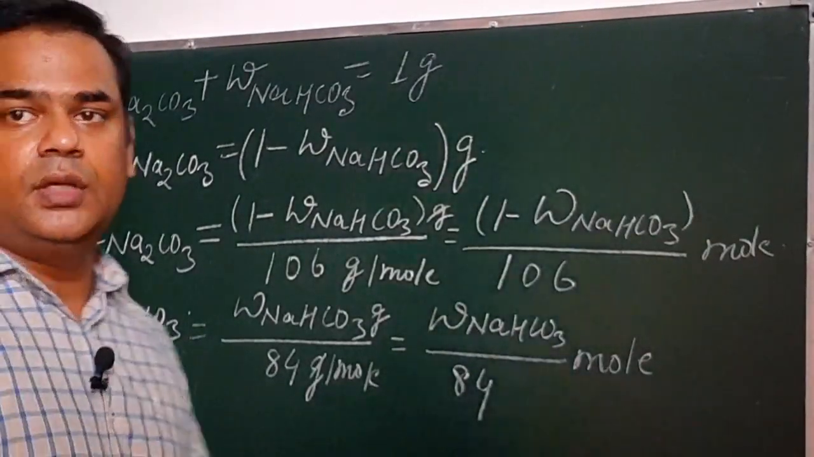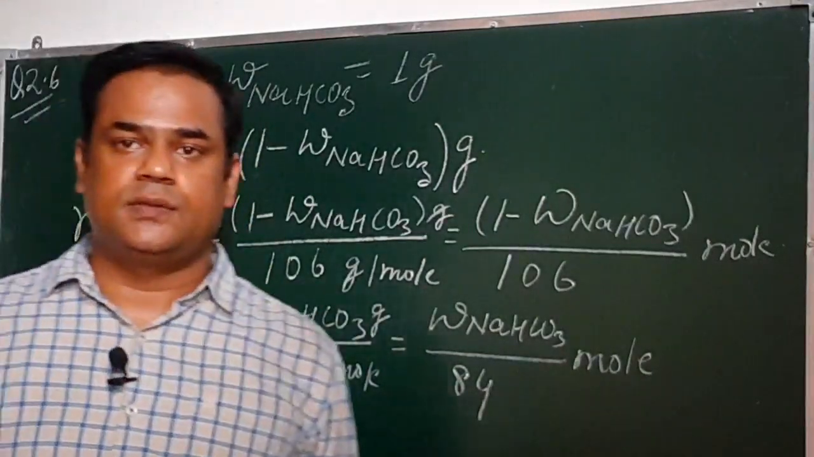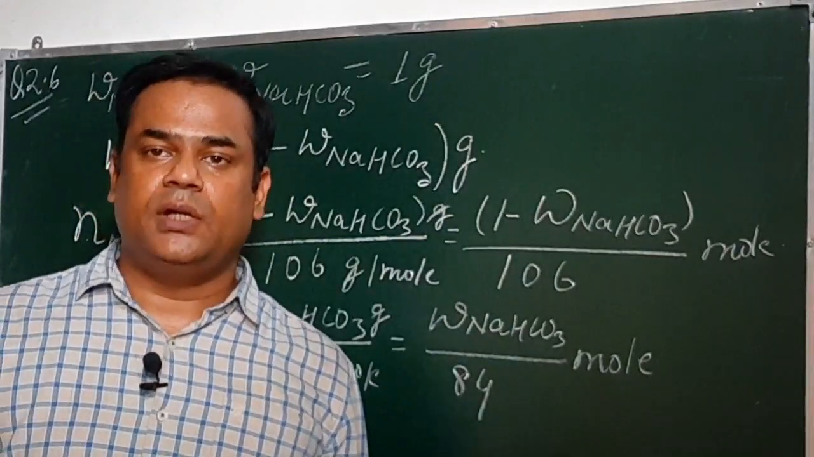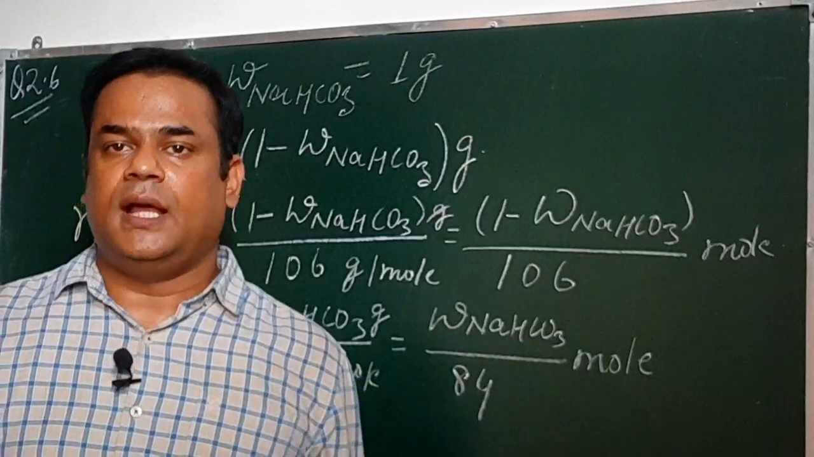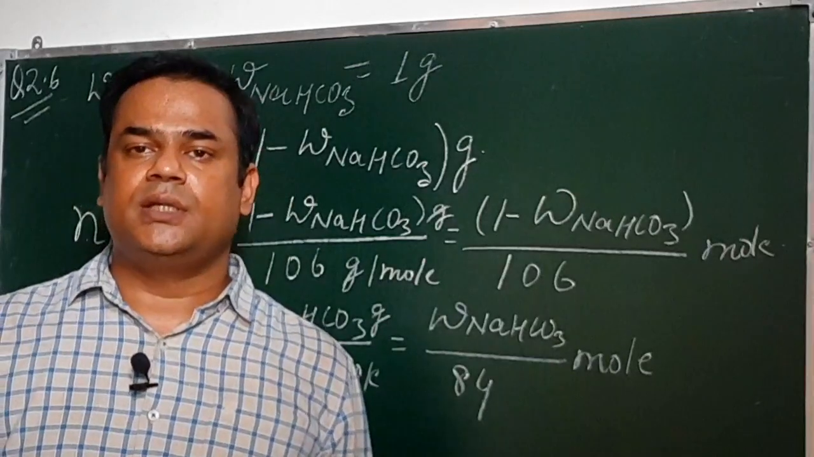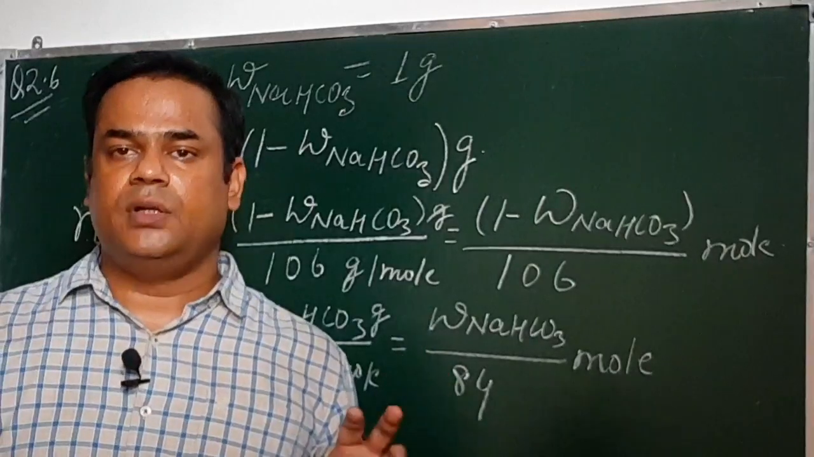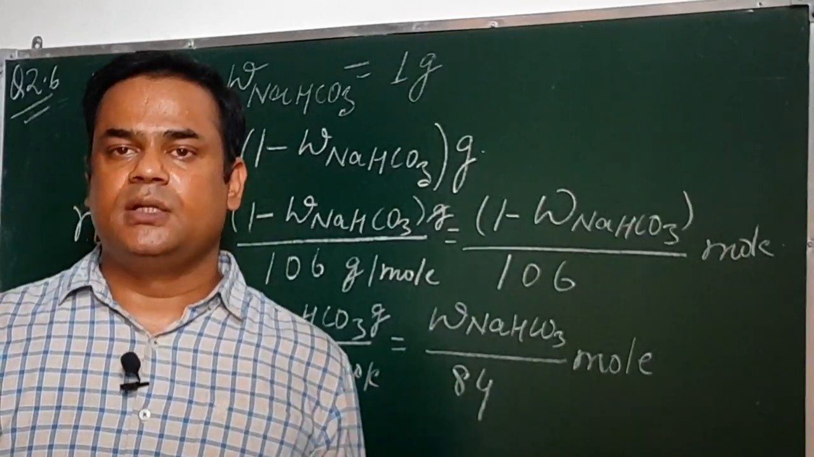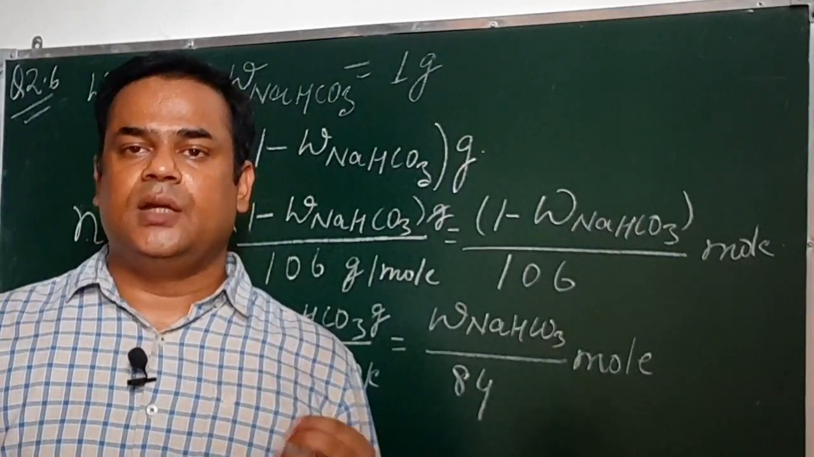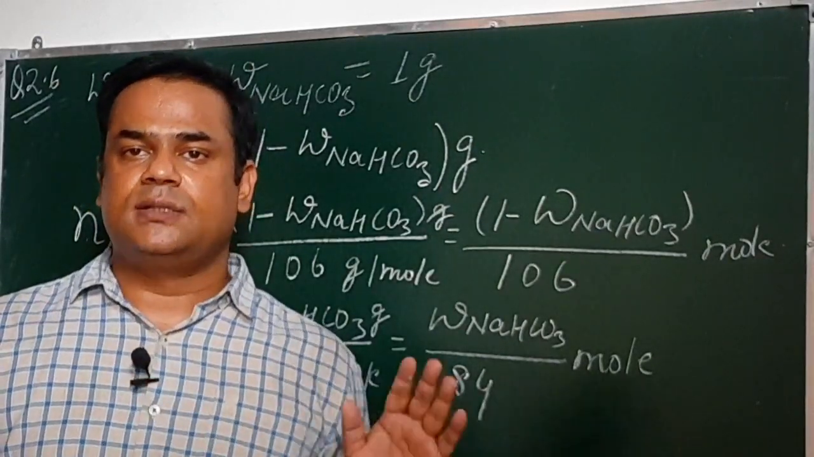So in this question, if you read it, this is NCERT question number 2.6. We have HCl of certain molarity, and we have to calculate how many ml of this HCl is required to completely neutralize a mixture of sodium bicarbonate NaHCO3 and sodium carbonate Na2CO3. The mixture weighs 1 gram. Then we have to calculate how many ml of this HCl is required to completely neutralize this mixture.